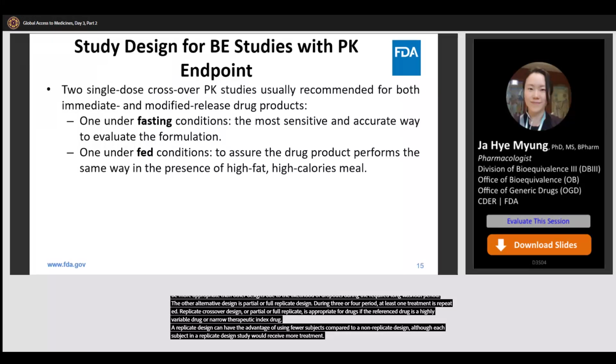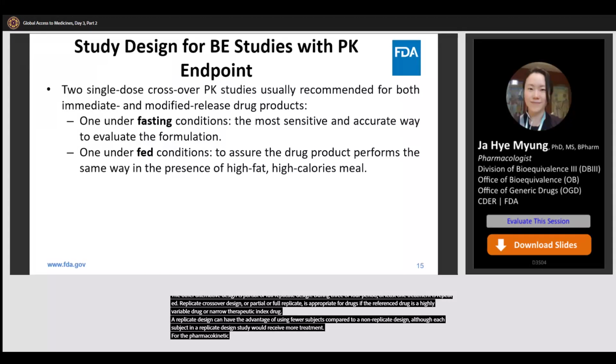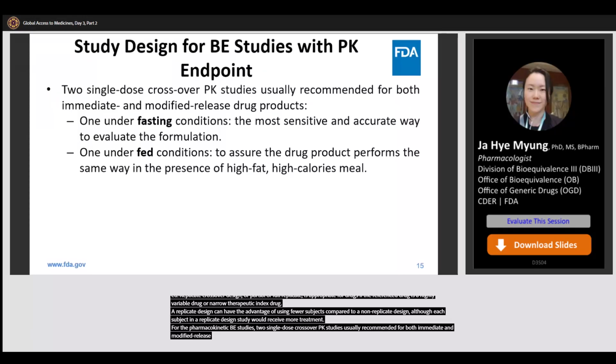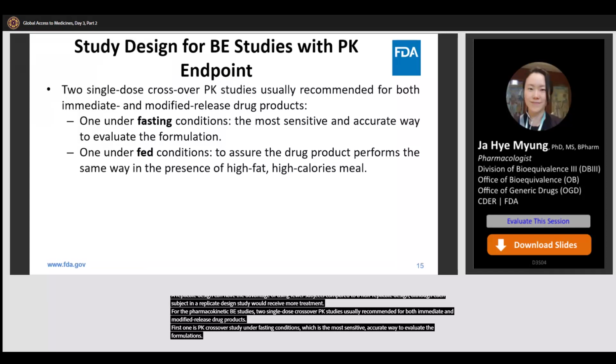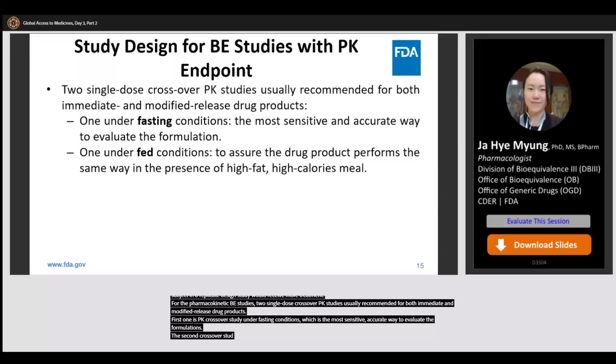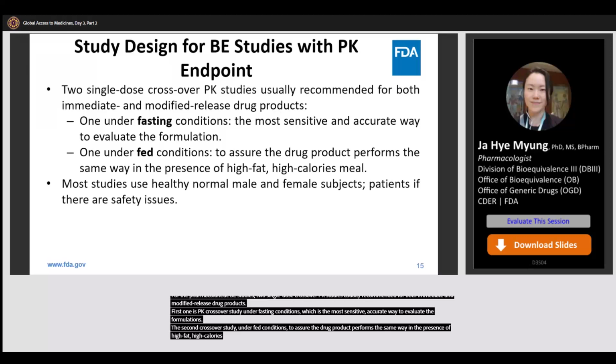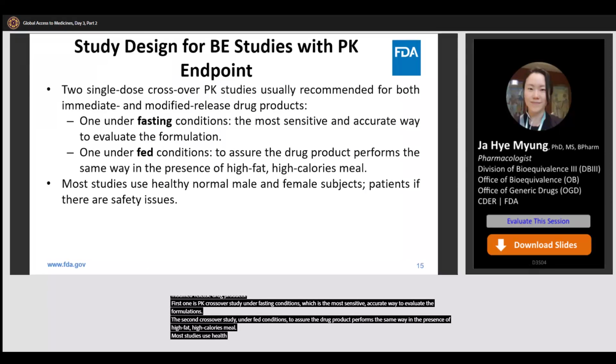For the pharmacokinetic BE studies, 2 single-dose crossover pharmacokinetic studies are usually recommended for both immediate and modified release drug products. The first one is a PK crossover study under fasting conditions, which is the most sensitive, accurate way to evaluate the formulations. The second is a crossover study under fed conditions to assure the drug product performs the same way in the presence of a high-fat, high-calorie meal. Most studies use healthy normal male and female subjects.